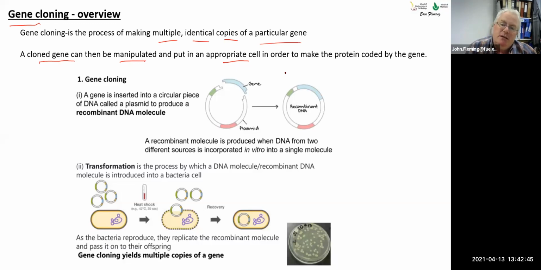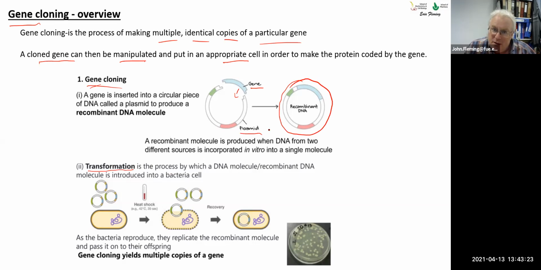Okay, so this is, I suppose, just a summary and overview of it. In relation to gene cloning, a gene is inserted into a circular piece of DNA. This is our plasmid, and here is the gene that encodes the nucleotide sequence, the double-stranded DNA that codes for a particular gene of interest. So we can now take this gene of interest and put it into the plasmid, recreate this circular plasmid, which we can put into bacteria through a process referred to as transformation.